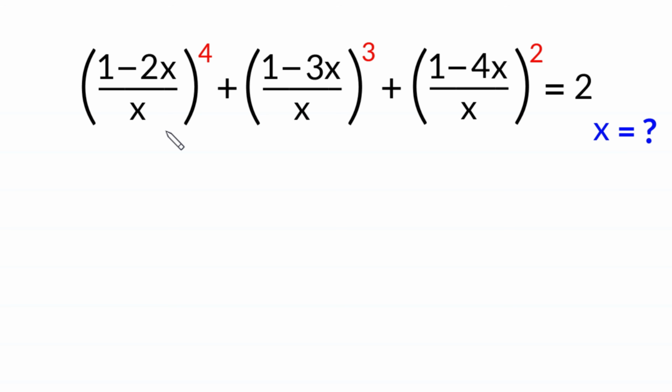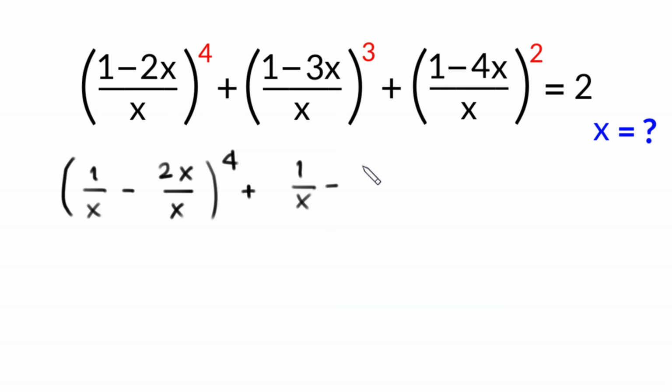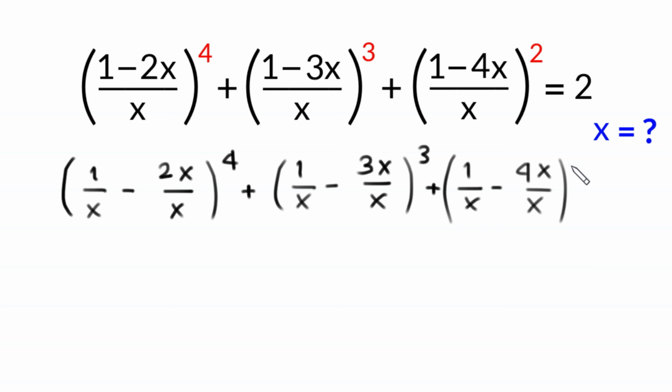So let's start. This (1 minus 2x) over x can be written as (1 over x minus 2x over x) to the power 4, plus this expression can be written as (1 over x minus 3 times x over x) cubed, plus this expression can be written as (1 divided by x minus 4x over x) squared equal to 2.